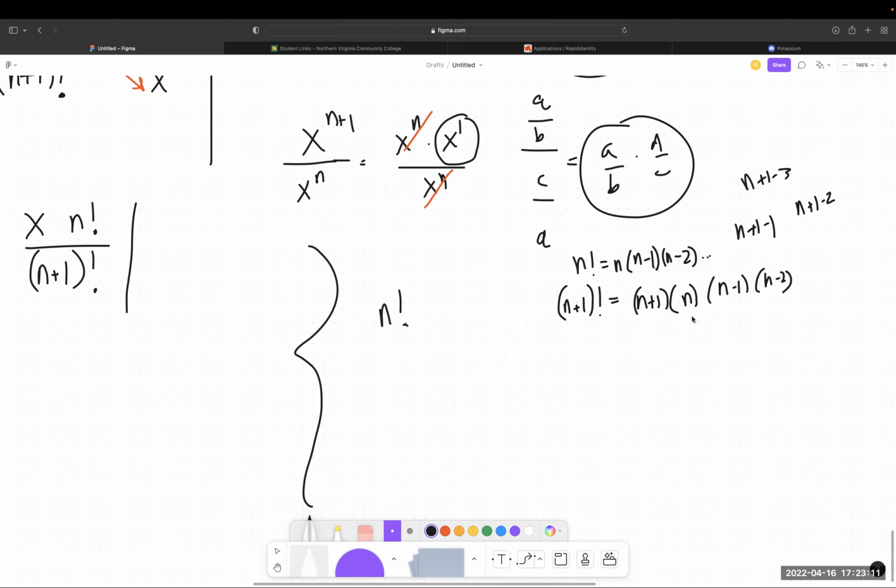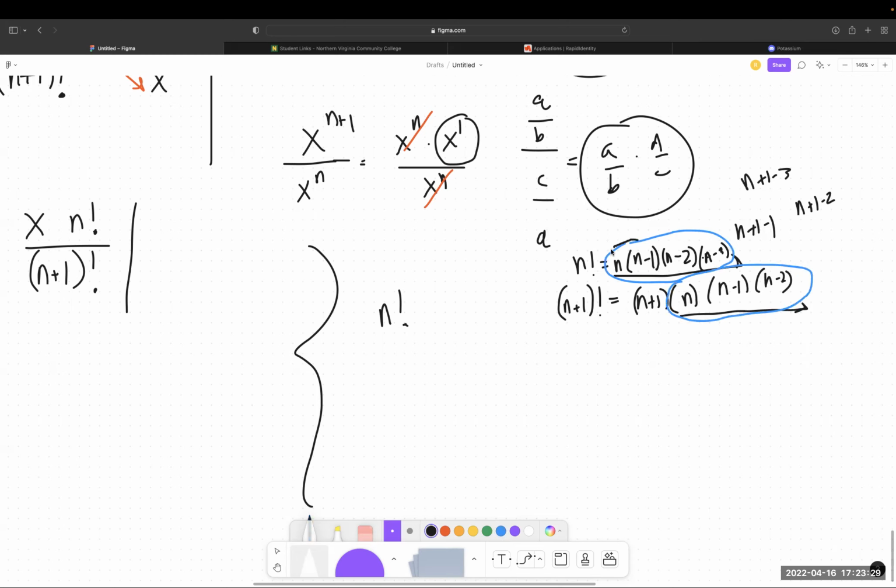So you can see that, if I had one more factor here, n minus 3, everything after this point is the same thing as everything after this point. These two are the same. I'm not sure if this is apparent. These two are the same.